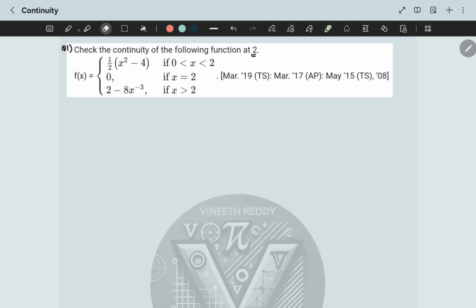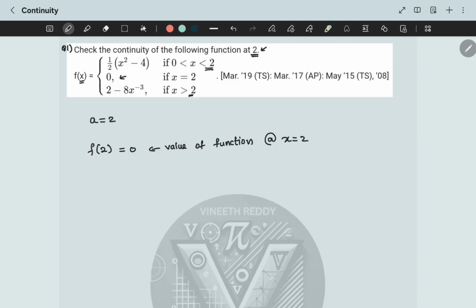So the first question says that we need to check the continuity of the following function at 2. That means here we need to check it around 2, right? That means a is equal to 2. So here we need to check the left hand limit and right hand limit separately, because x equals 2 is given. The value of the function at x equals 2 is 0. That means f of 2 is 0. Replace x with 2, so we get f of 2 as 0. I hope this is clear. So this is the value of the function at x equals 2.